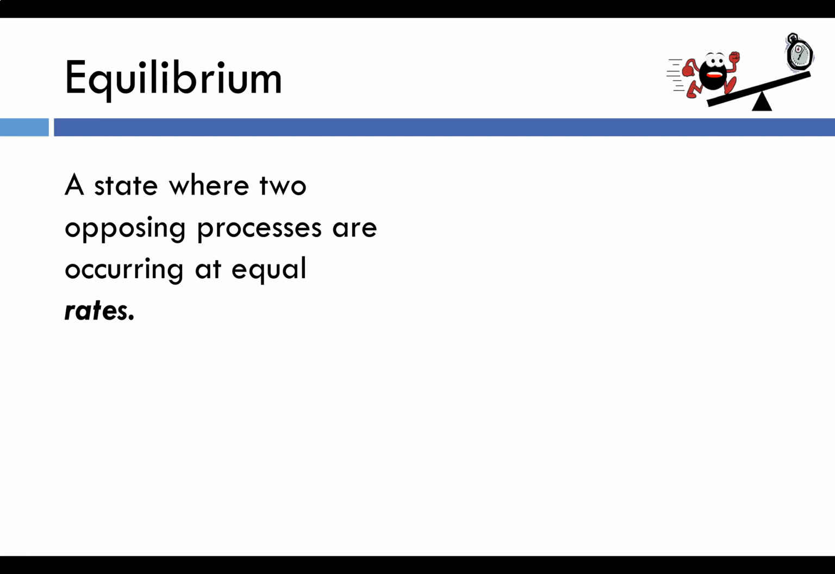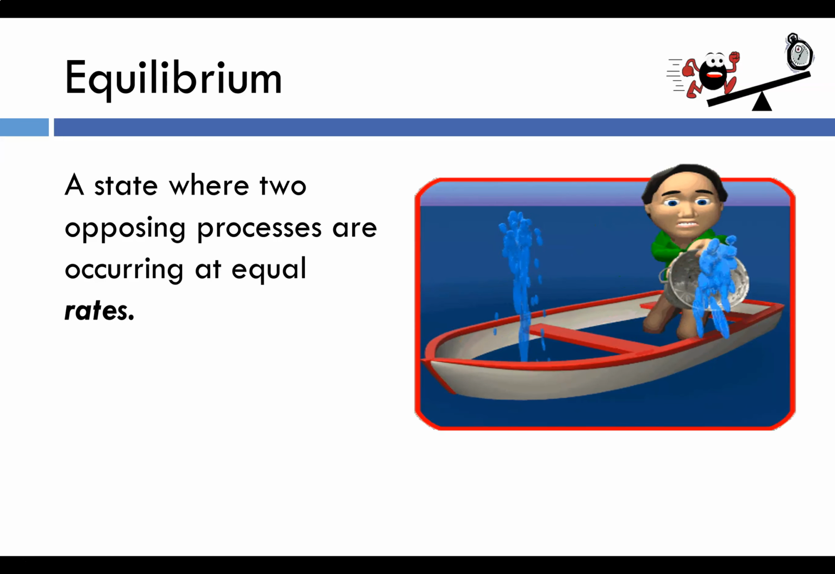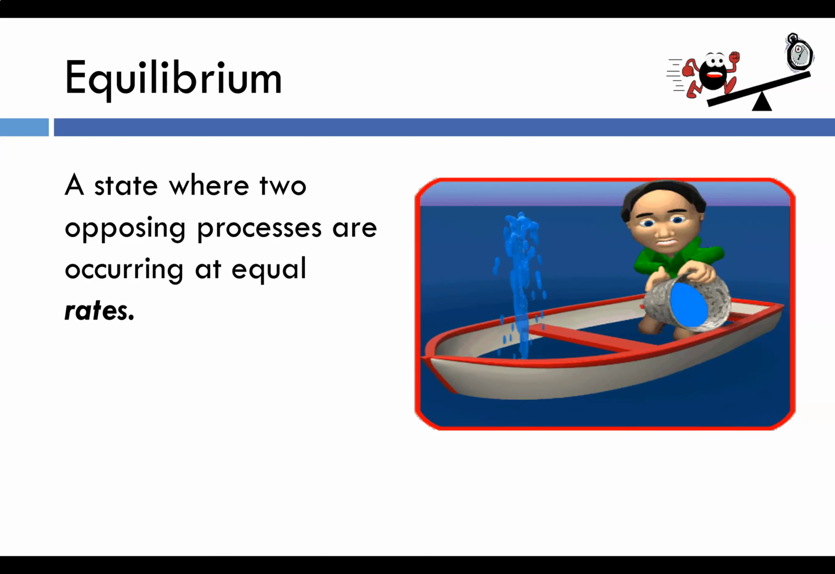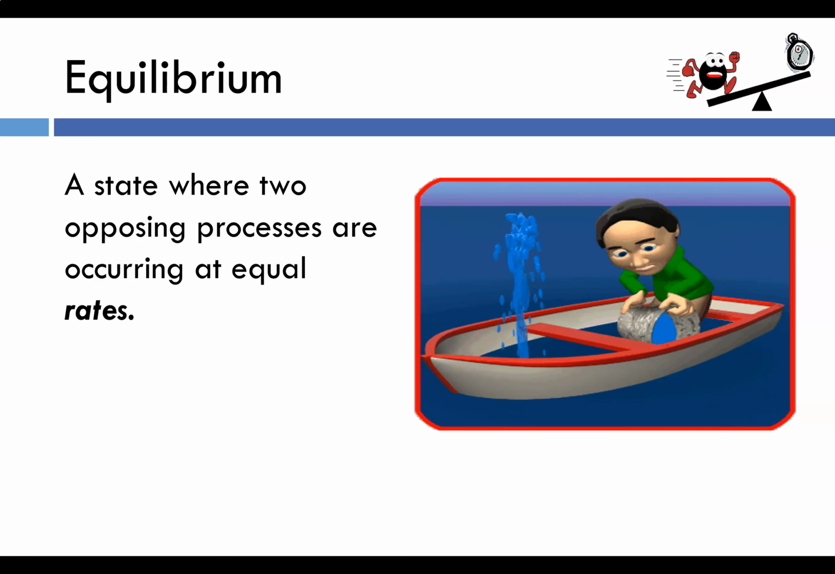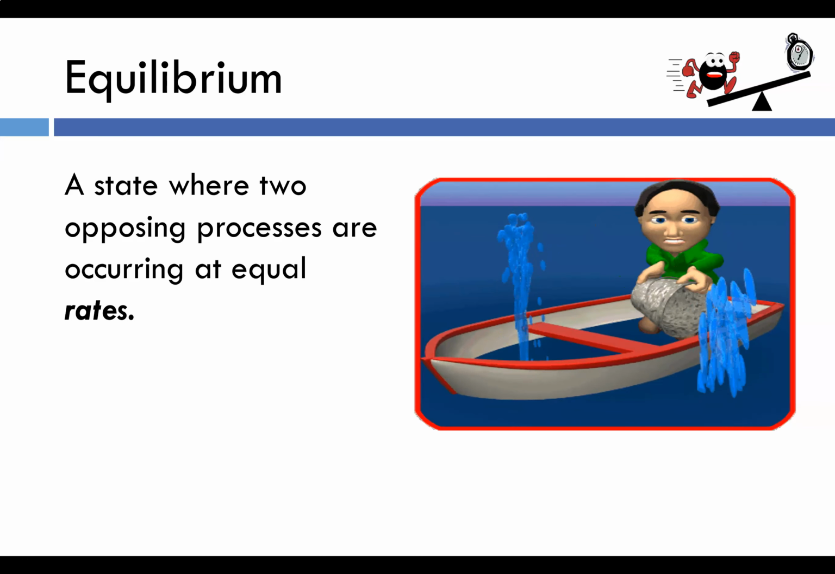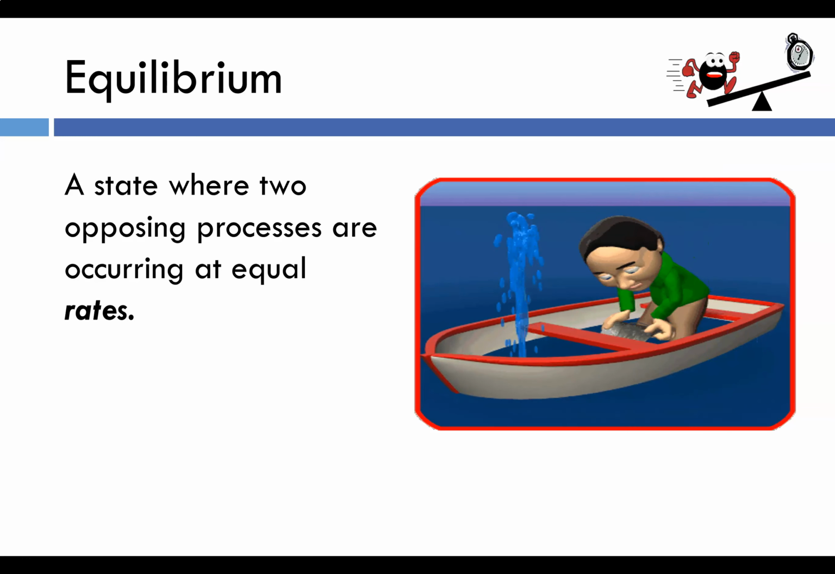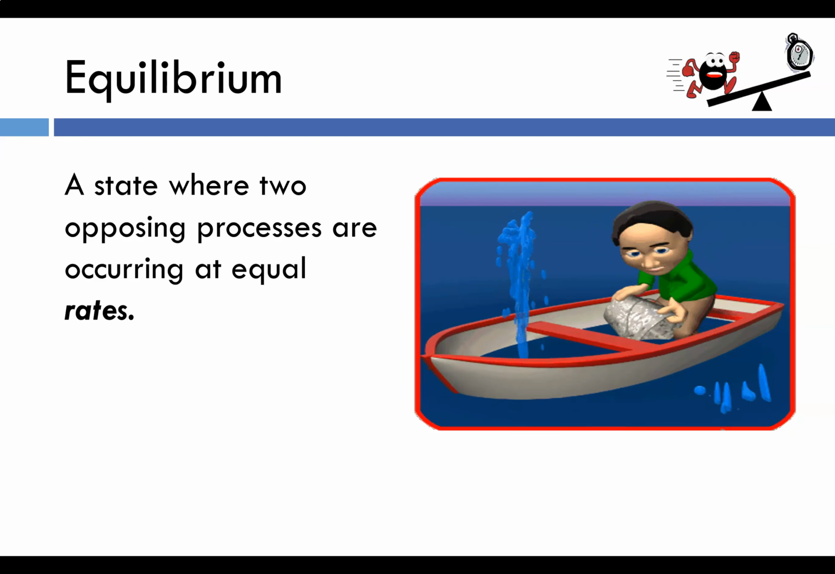Let's look at an example that has nothing to do with chemistry. We've got this guy here. He has found himself in quite the predicament. What are the two opposing processes in this case? Hopefully we're thinking, okay, it's bailing water out of the boat with that pail, and water coming into the boat, presumably from a hole at the bottom of the boat.